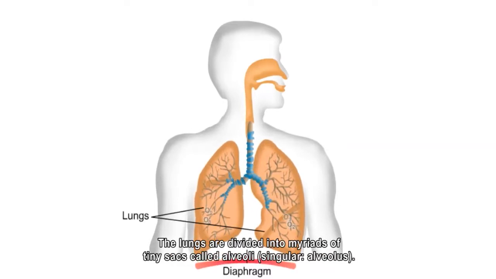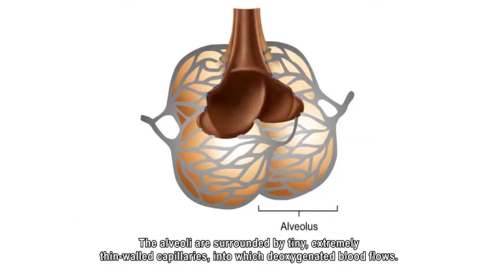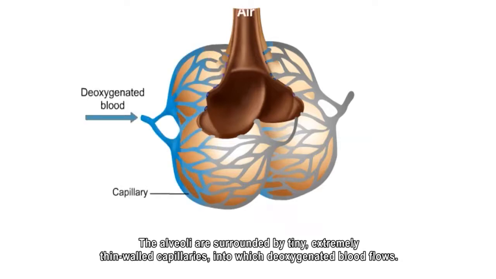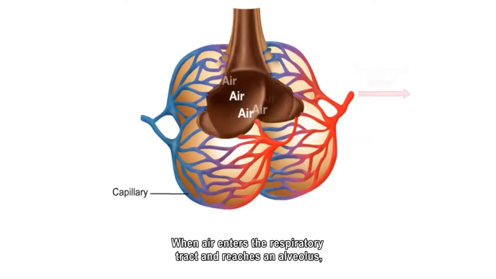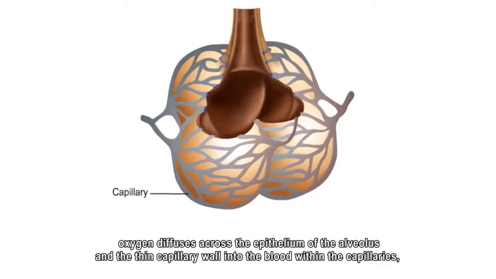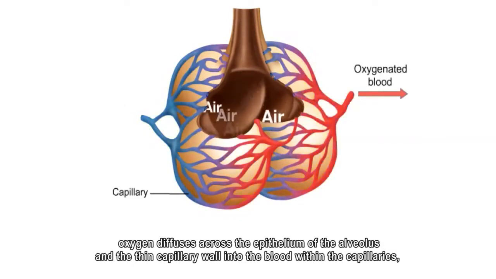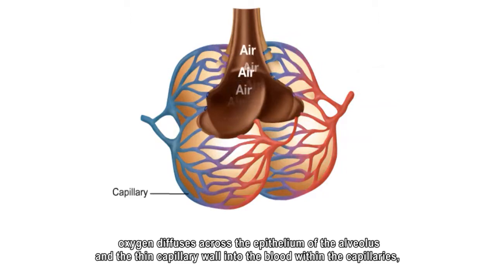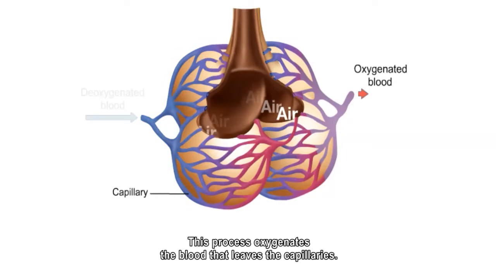The lungs are divided into myriads of tiny sacs called alveoli, or singular, alveolus. The alveoli are surrounded by tiny, extremely thin-walled capillaries into which deoxygenated blood flows. When air enters the respiratory tract and reaches an alveolus, oxygen diffuses across the epithelium of the alveolus and the thin capillary wall into the blood within the capillaries, where it binds to hemoglobin. This process oxygenates the blood that leaves the capillaries.